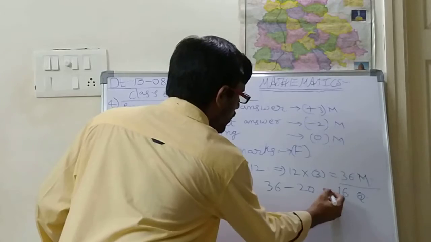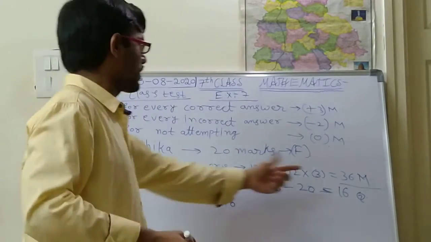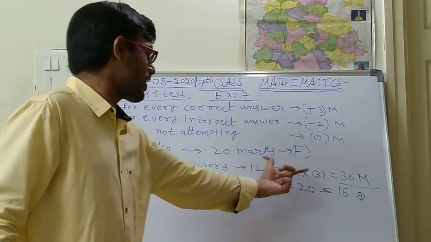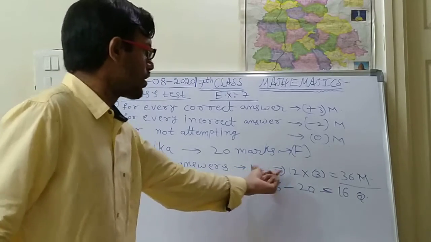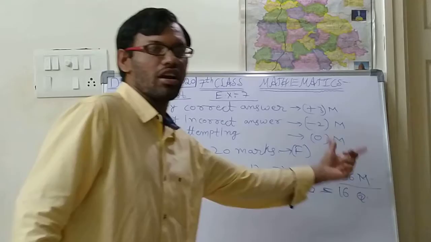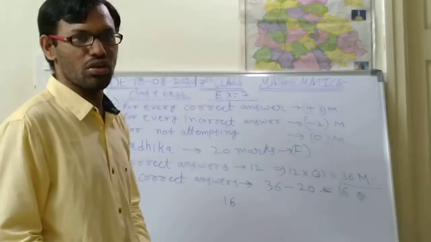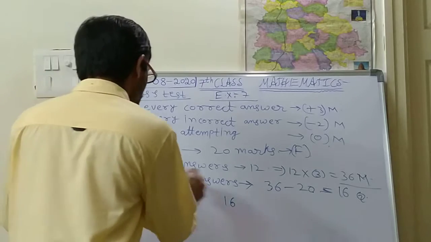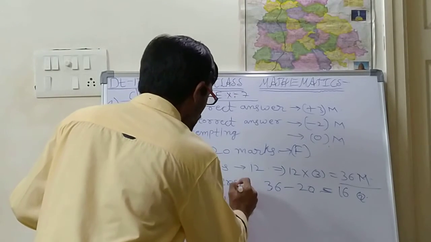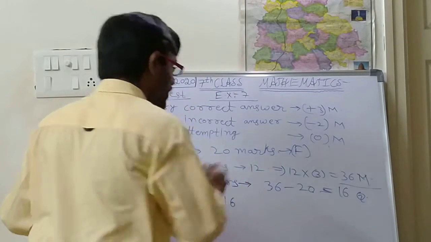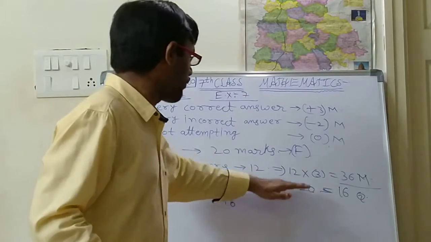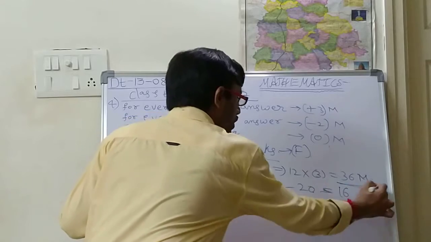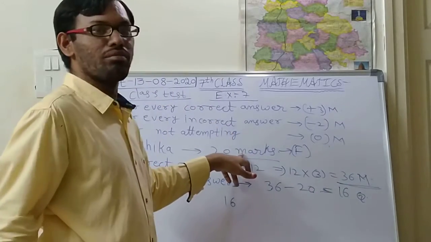So here, this 36 marks is for correct answers. How many correct answers are there? 12 correct answers. For these 12 correct answers she got 36 marks. Next, incorrect answers. For incorrect answers how many marks are awarded? First of all we have to subtract. These two are marks only. So 36 and 20 are marks only.